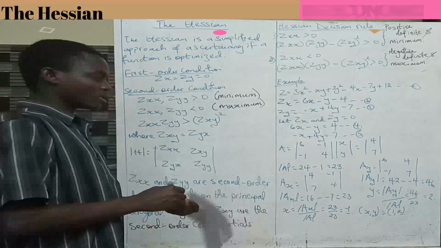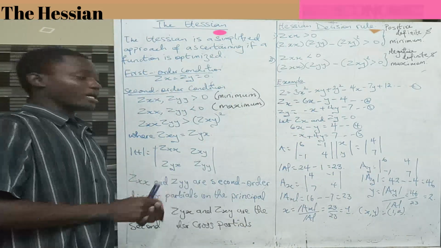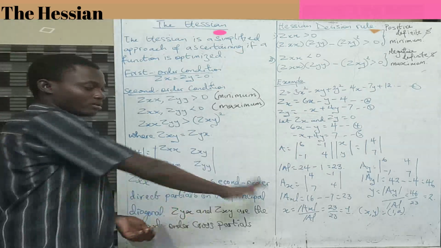So now we've been able to get our critical point. Is the function maximized or minimized at this critical point?